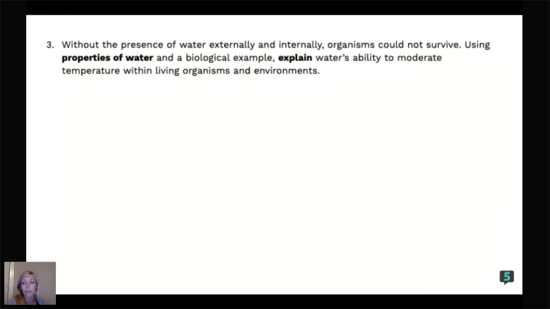So yeah, absolutely. I would talk about high specific heat is one really good property of water and how it can moderate temperature. So do you want to expand on that? What do you mean by it? When you say high specific heat, why does that help either an environment or an actual organism?